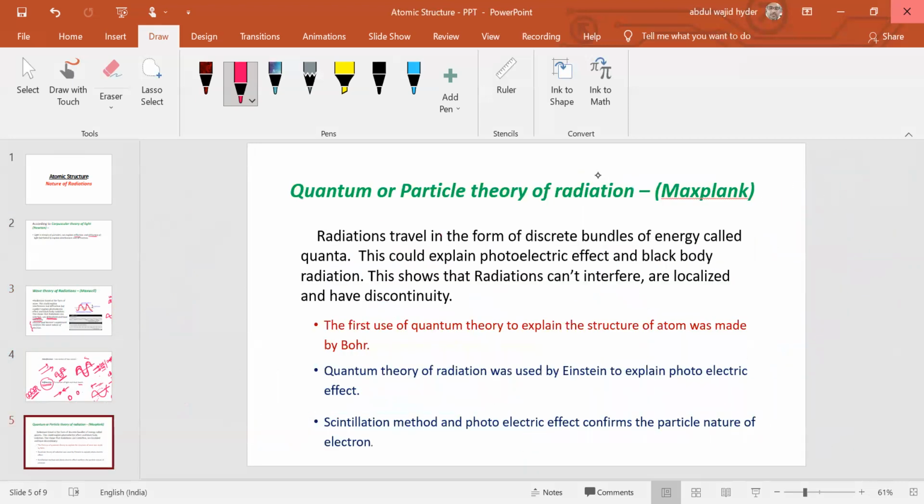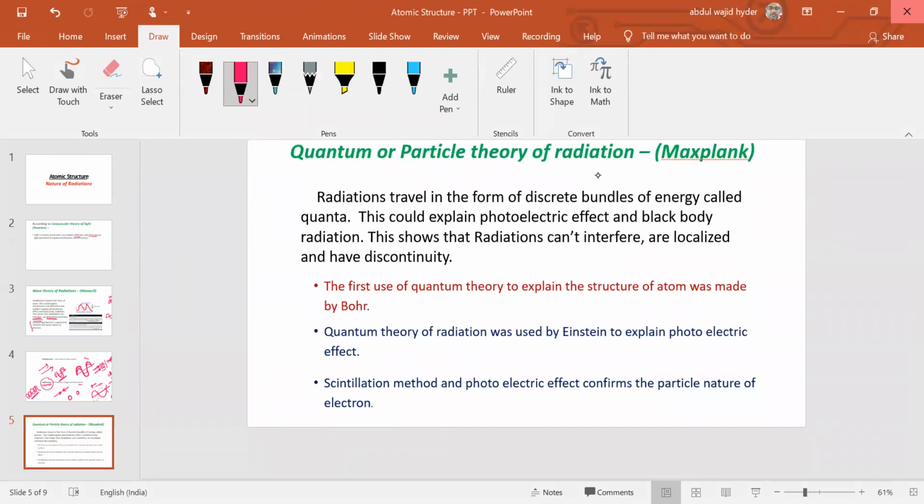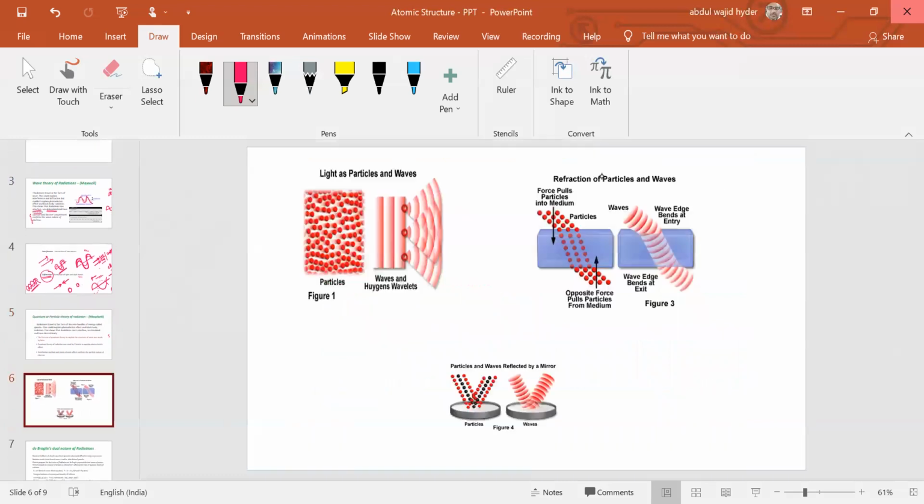Now, what next is the quantum or particle theory of radiation? This was given by Max Planck. Maxwell gave you the wave theory of radiation, and Max Planck gave you the quantum or particle theory of radiation. According to Max Planck's quantum theory or particle theory of radiation, radiation travels in the form of discrete bundles of, see, I'll tell you here, these are particles.